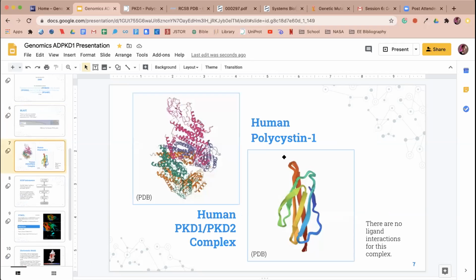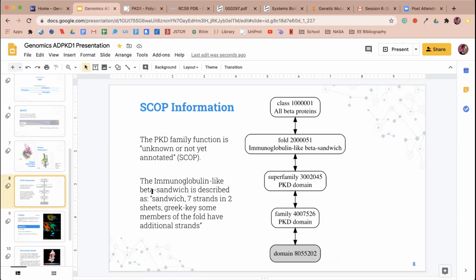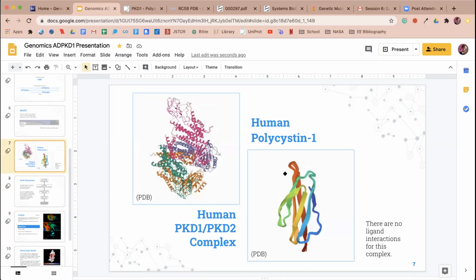And now we have some models that I took from PDB. This is both PKD1 and PKD2. And then this is polycystin 1. And there were no ligand interactions for either. So then this was a diagram I found on SCOP with the family, superfamily, fold, and class. And I'm pretty sure this is for polycystin 1, this one right here.